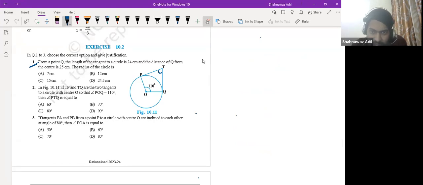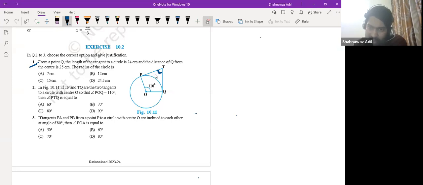So in figure 10.11, we have already talked about these two angles. That thing we have derived, right? So these two angles are what? Whenever we have a point outside the circle, and from this point we are making two tangents, and then we join this center also, then what are these two angles? These two angles are supplementary, right?